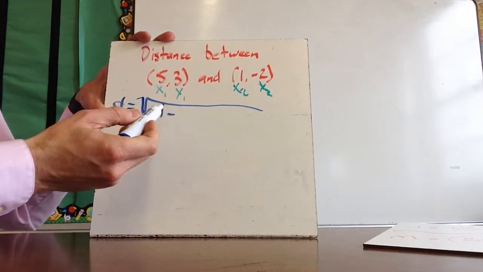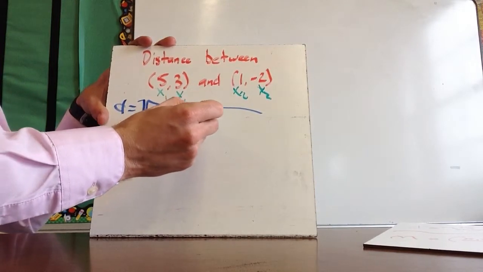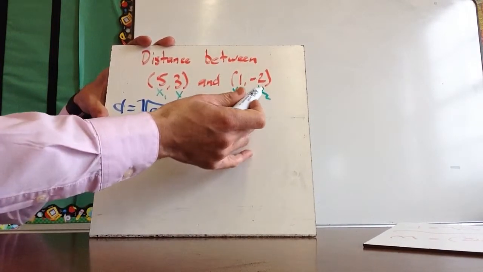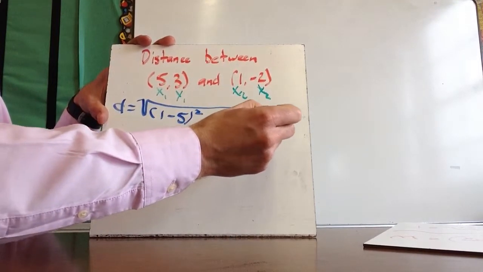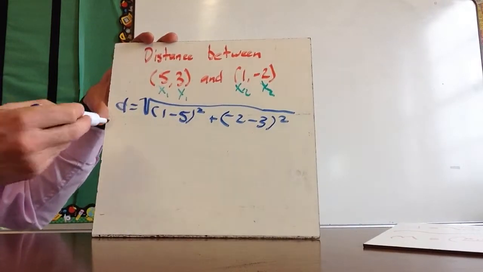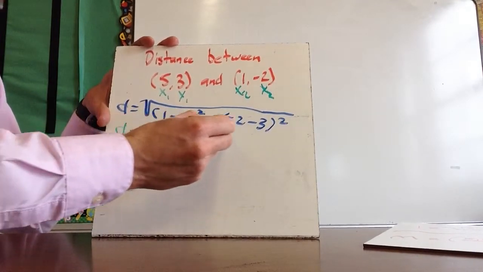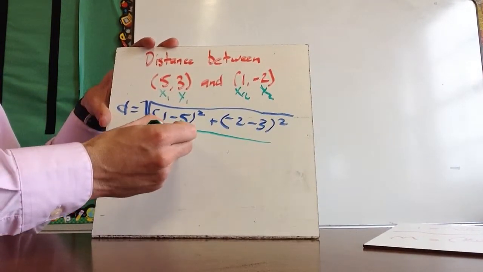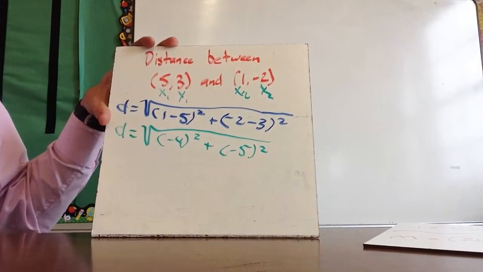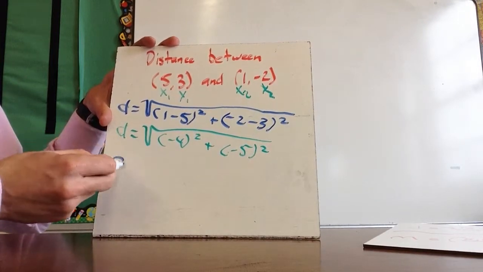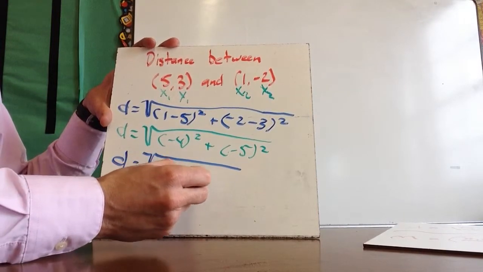All right, I'm going to use the formula, which is distance equals the square root of x2, which is 1, minus x1, which is 5, and I'm going to square that, plus y2, which is negative 2, minus y1, which is 3, and I'm going to square that. Which means that distance equals the square root of negative 4 squared plus negative 5 squared. This means that distance equals the square root of 16 plus 25.